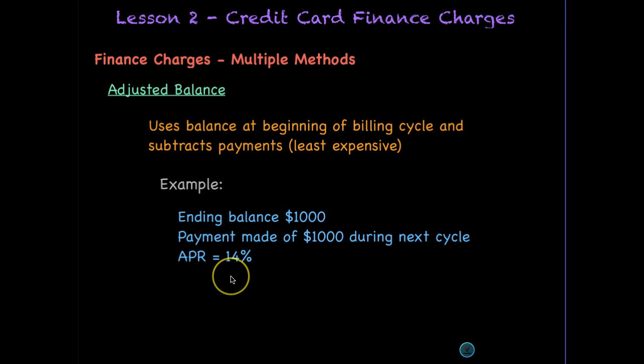Now let's look at finance charges. How do we calculate finance charges? There are multiple methods, at least 5, and we're going to be looking at 3 today. The first one is the adjusted balance method. This method uses the balance at the beginning of the billing cycle and subtracts any payments that you make during the current billing cycle. So this is the least expensive method for you.